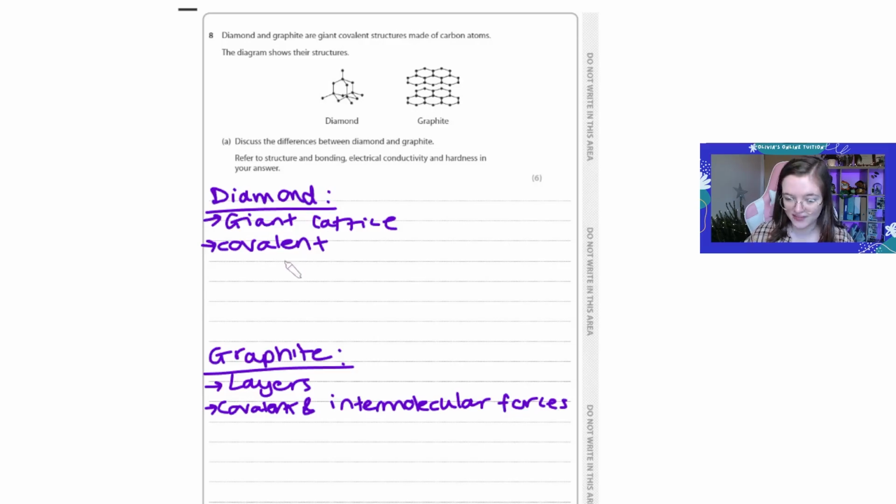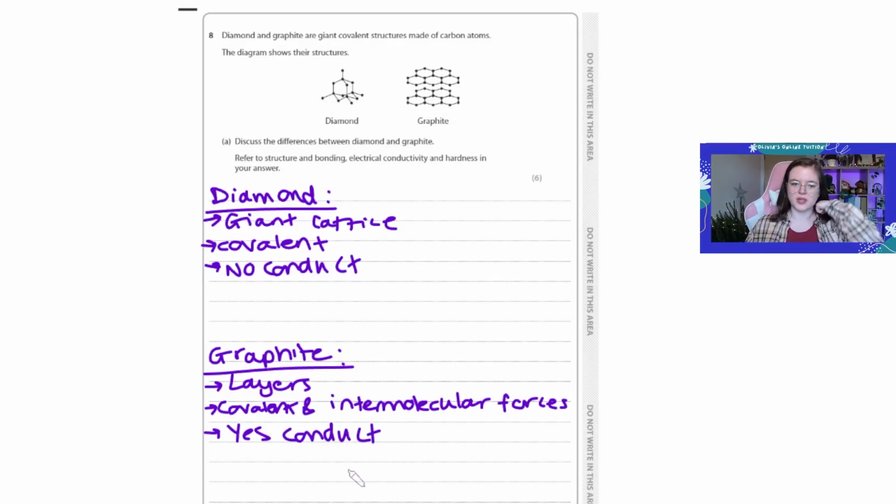Electrical conductivity. So diamonds cannot conduct. So let's just put no conduct, I guess. No conduct. And graphite can. Let's put yes conduct, I guess. And why? So with diamond, you might be able to see on here, if you look at this one atom right there, then diamond forms 1, 2, 3, 4 bonds, as most carbon-based things do. However, graphite, look at an atom of graphite, like here, it forms 1, 2, 3 bonds.